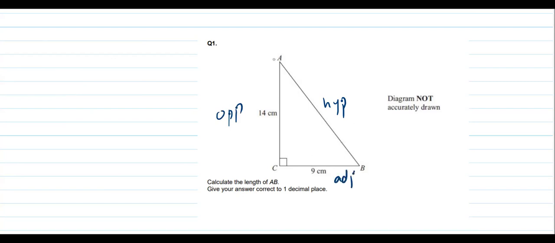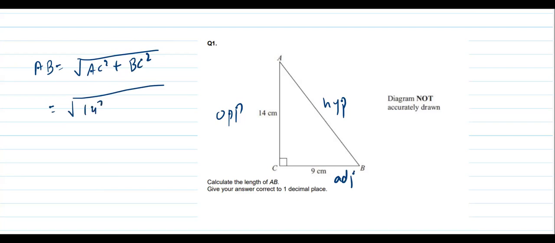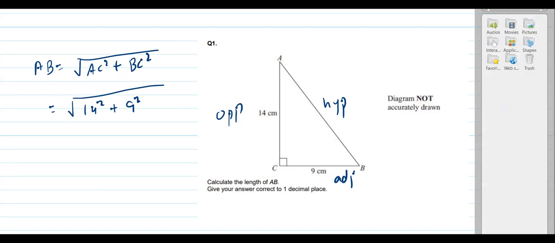At the end, it will not affect it when you find. Okay. So it means if you have to find the AB, the formula is hypotenuse. Mean AB will be equal to square root of the opposite square, mean AC square, plus adjacent square, which is BC square. So you can say AC is 14, so 14 square, plus BC is 9, so 9 square. So let's calculate this one.